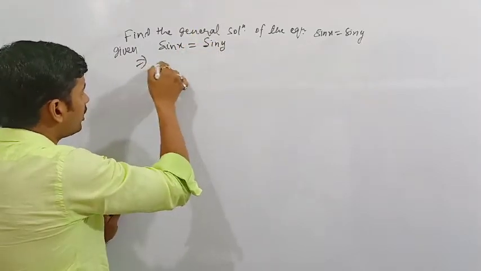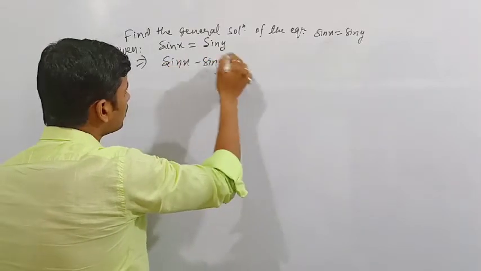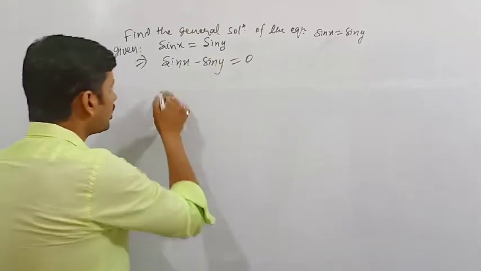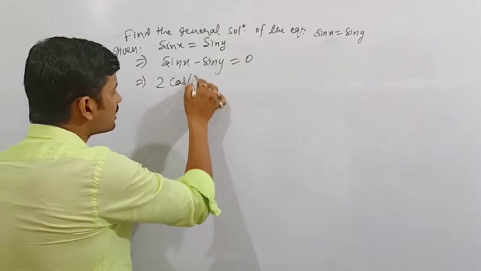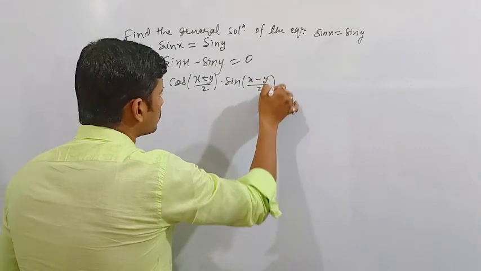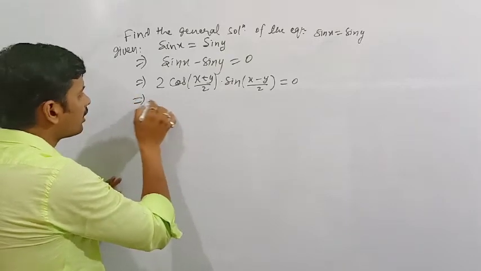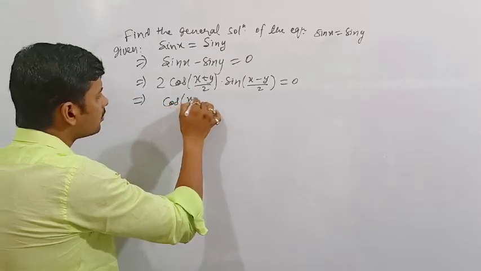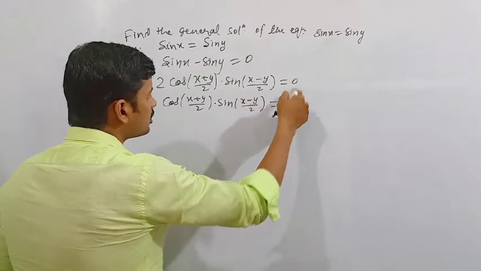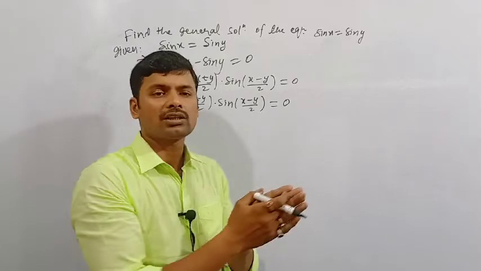Now it can be written as sin x minus sin y is equal to 0. Now this is in the form of sin C minus sin D, whose formula is 2 cos (C plus D) by 2 into sin (C minus D) by 2, which is equal to 0. This implies cos (x plus y) by 2 into sin (x minus y) by 2 is equal to 0 by 2, that is 0.